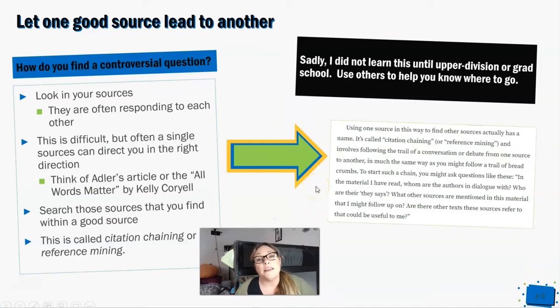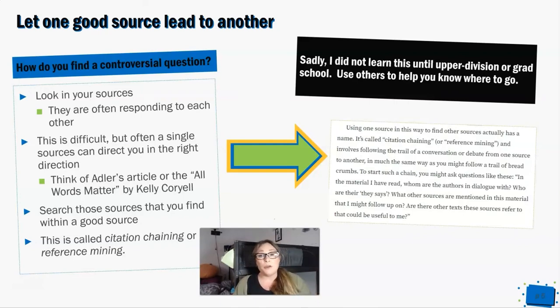Let one good source lead to another. I did not realize this until I was in pretty much upper division or grad school, and I wish I had realized this before, right? The best way to do this is find the resources in the bibliographies within your sources and use those to help you. So, how do you find a controversial question or narrowed topic or issue? Look in your sources. They are often responding to each other.